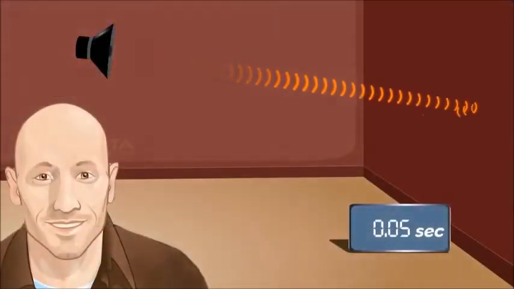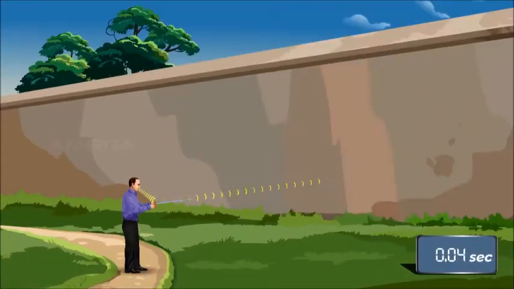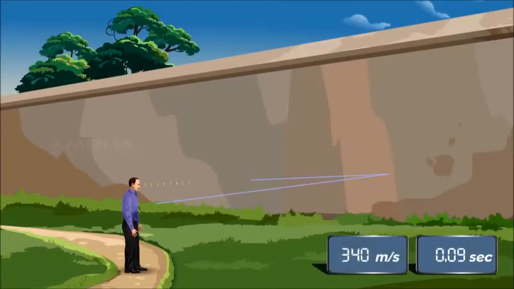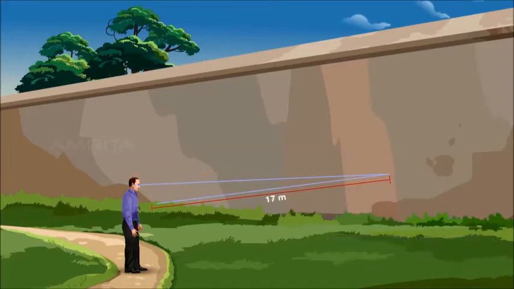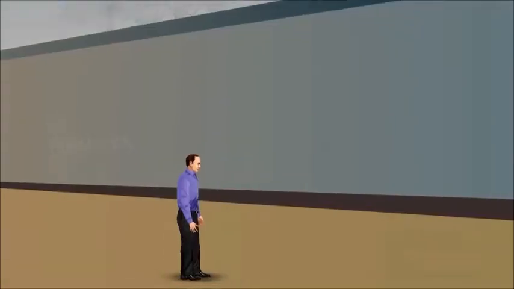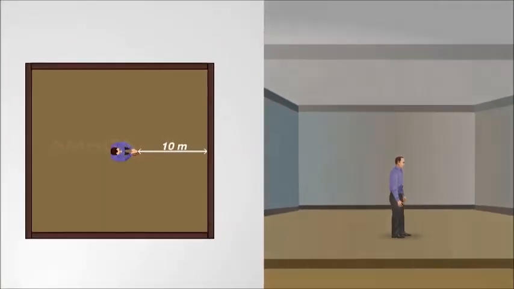Therefore, for an echo to be heard, the time interval between two sounds must be at least 0.1 seconds. As sound travels at a speed of 340 meters per second in air, the distance traveled by sound in 0.1 seconds is 34 meters. Therefore, to hear an echo, we need to stand at least 17 meters away from the wall. What happens if there are 4 enclosed walls that are less than 17 meters away?